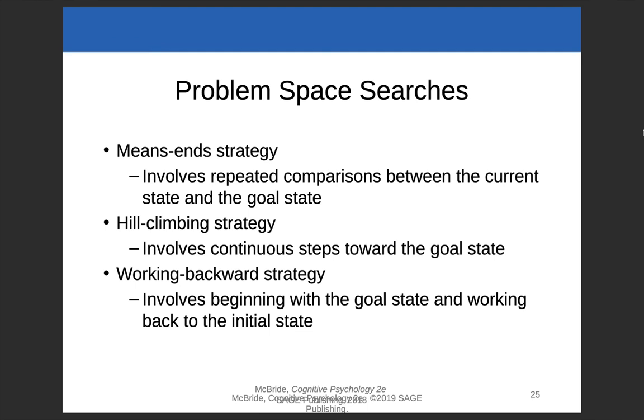A hill climbing strategy involves continuous steps toward the goal state. So rather than doing a compare and contrast between the end and the goal, what you're doing is building planned steps toward the goal state. So if we go back to our goal of saying, okay, I want to have $1 million in the bank, a car, a house, and a degree.